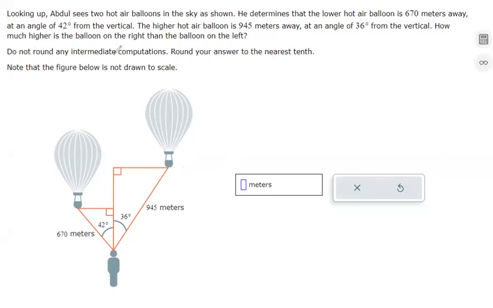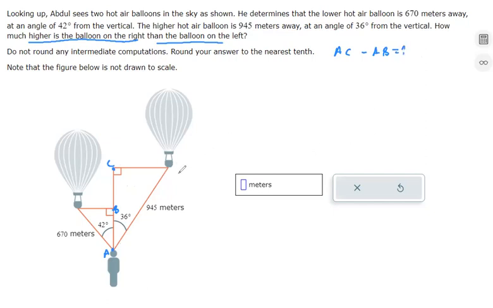And the question is asking how much higher is the balloon on the right from the one on the left, which basically means we are looking for the distance between this point and this point. This is the vertical distance between Abdullah and the high balloon, and this is the distance between the smaller one. So we are looking for the difference between these two. If I name it this way, A, B, C, the question is asking AC minus AB. Okay, so that's the question.